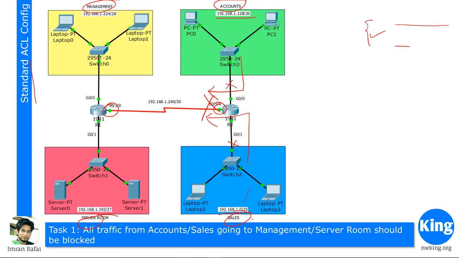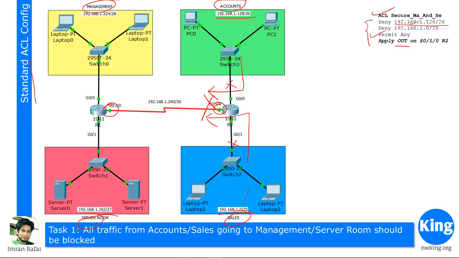So yeah, we looked at this. Task 1 said all traffic from accounts and sales going to management and server room should be blocked. So that is done using this ACL. And don't worry about this ACL, this is not the format. Of course, we looked at the format. This is just for us to understand, right? So that's why I've written it in this format.